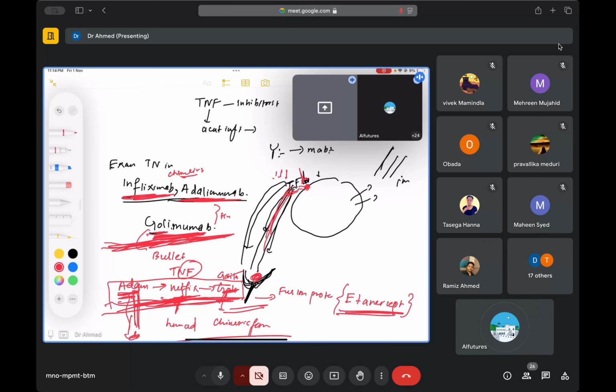That is etanercept. So simply you can make a mnemonic that etanercept is eating your TNF, right? Yes, etanercept eats TNF.